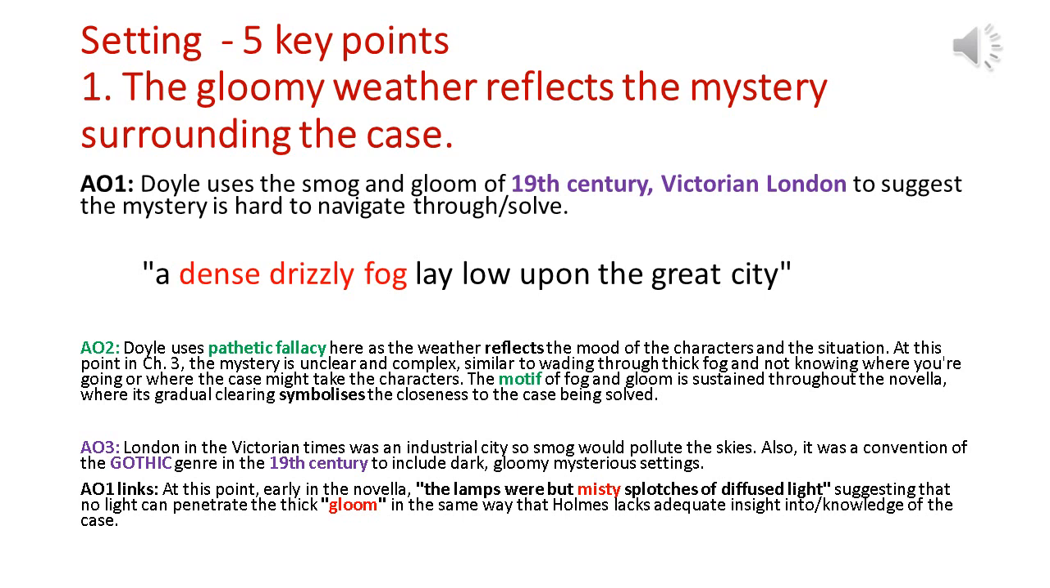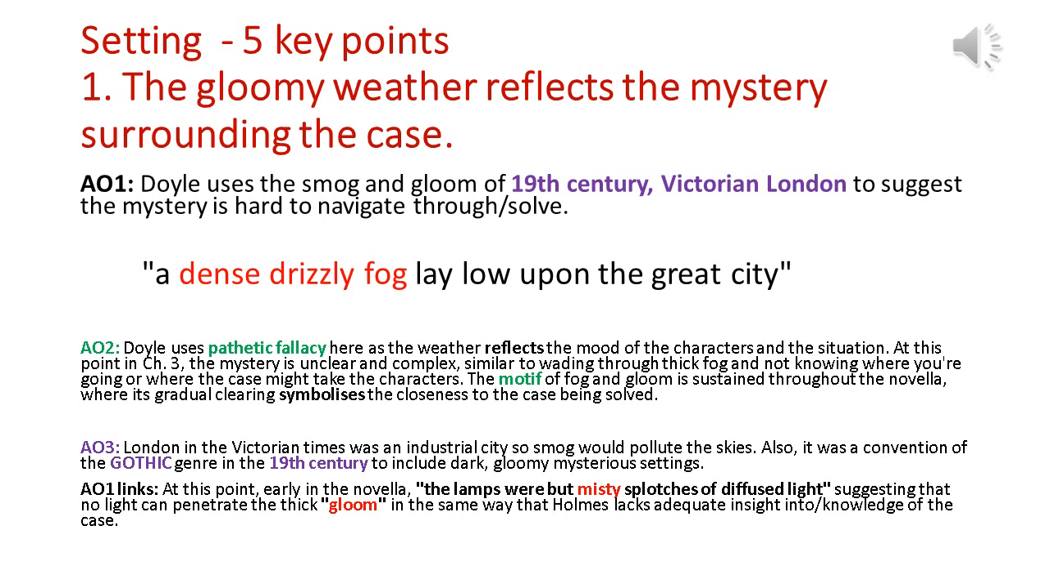Another method that you may wish to refer to is the fact that this motif of fog and gloom is sustained throughout the novella. So a motif is an image that recurs, it keeps cropping up in the text. What you will notice is that throughout the novella, the fog gradually seems to lift, suggesting that the closer they get to the case being solved, the clearer the air is.